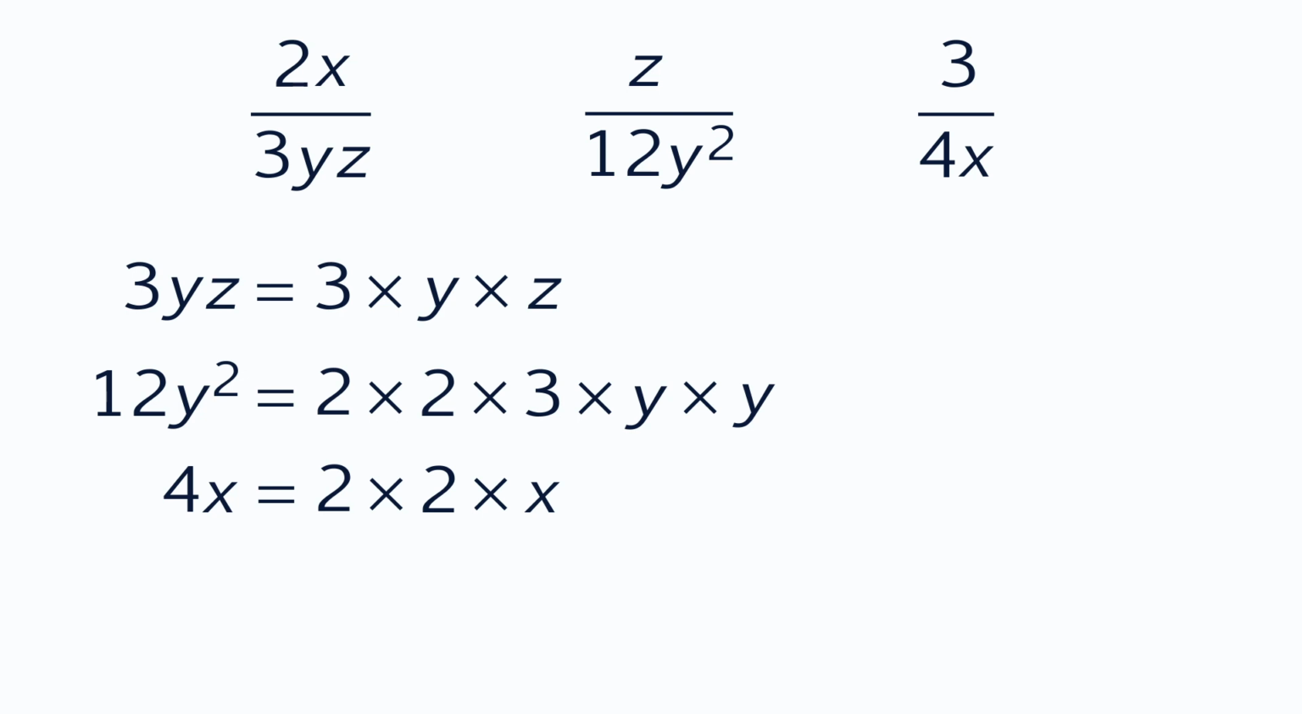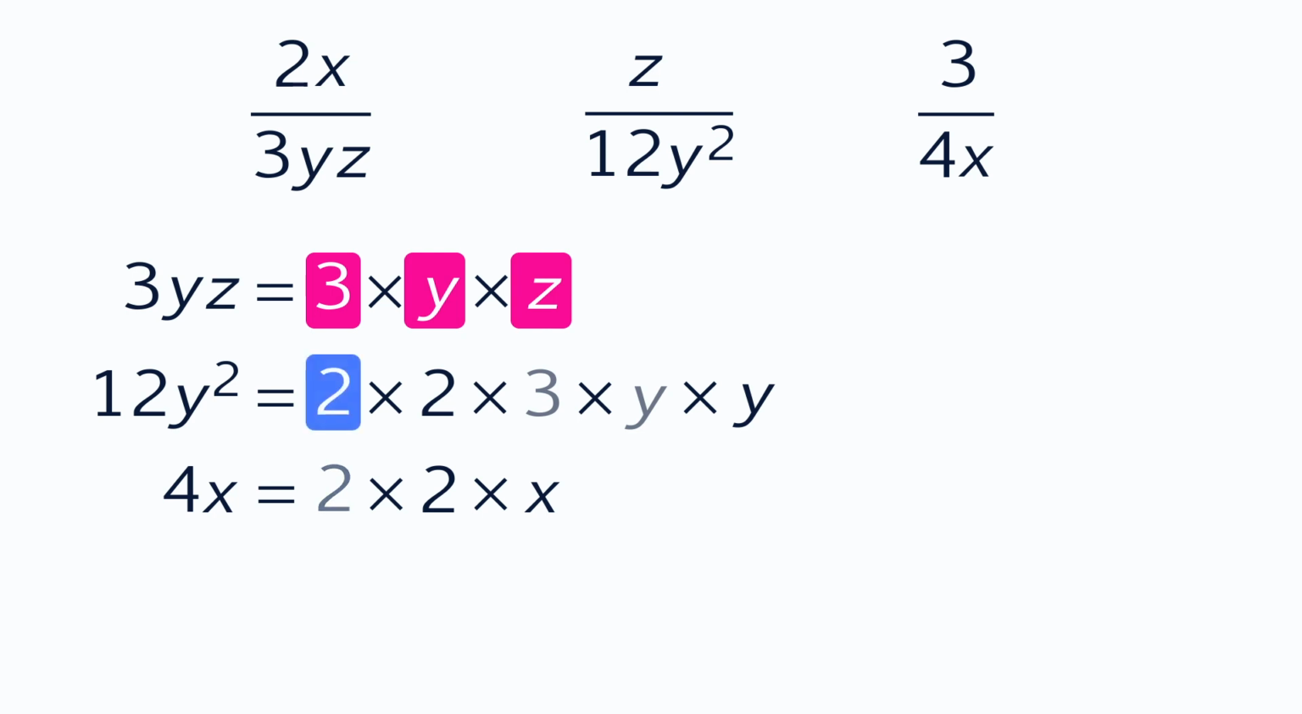Now, you must find the factors that cover every denominator. The first denominator has the factors 3, y, and z, so these can be excluded from the two other denominators. The second denominator still needs a 2, another 2, and another y. The final denominator needs an x to be fully covered.